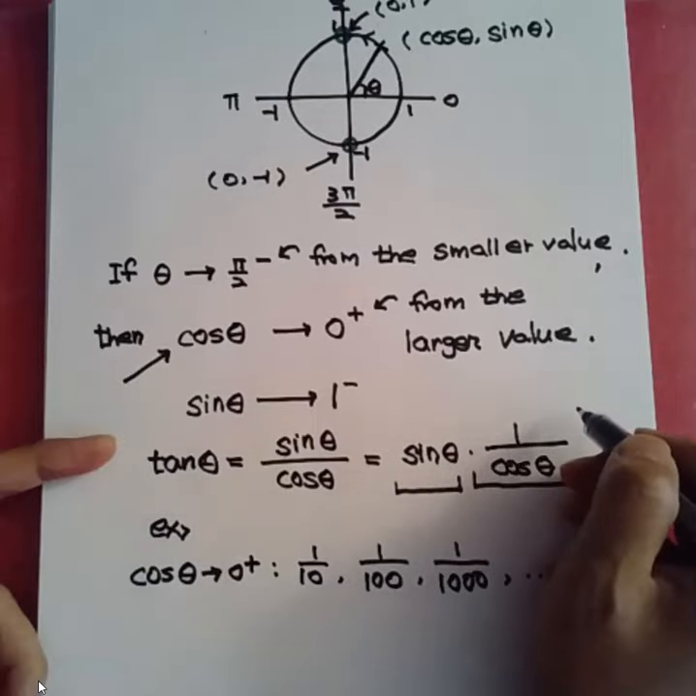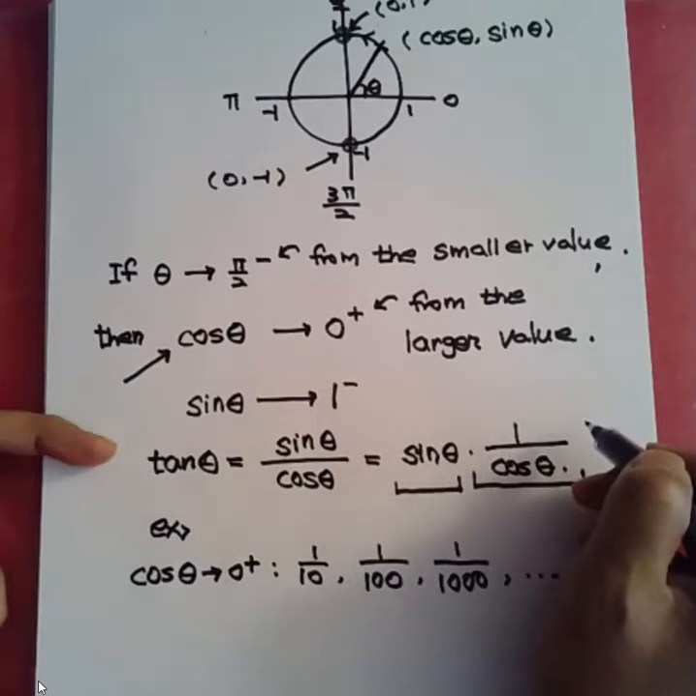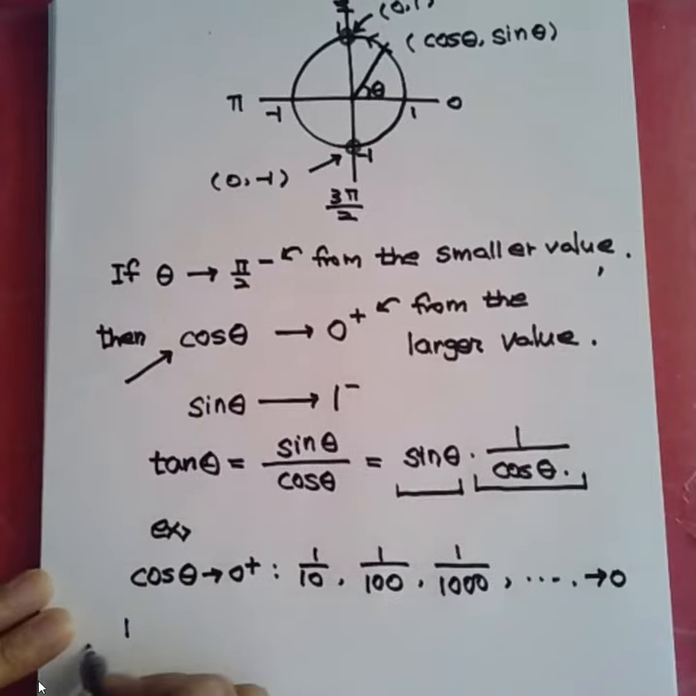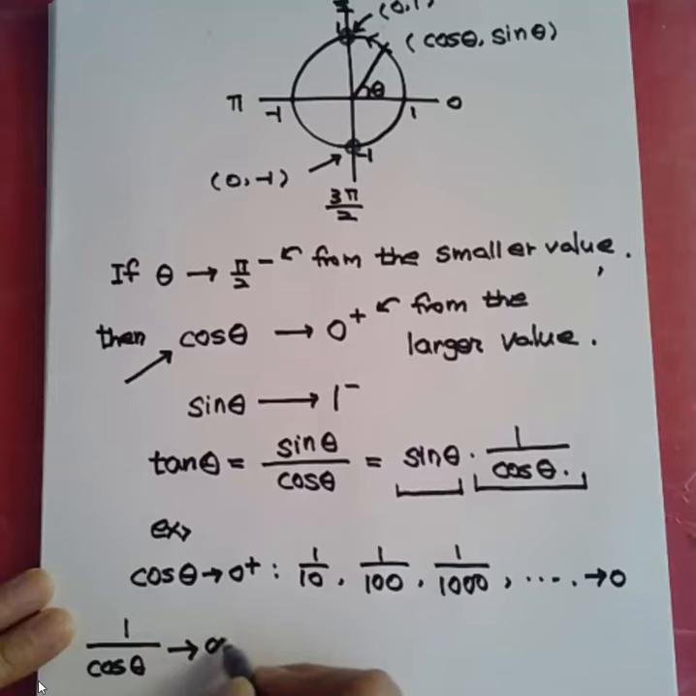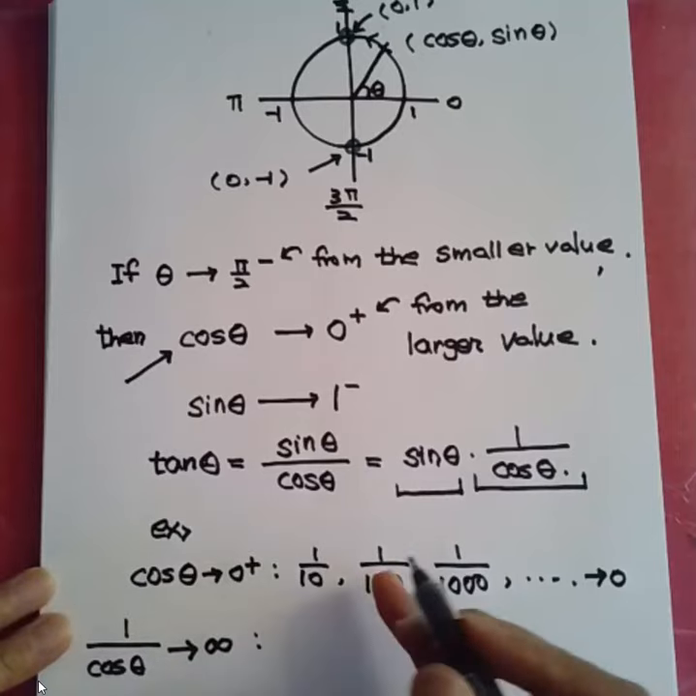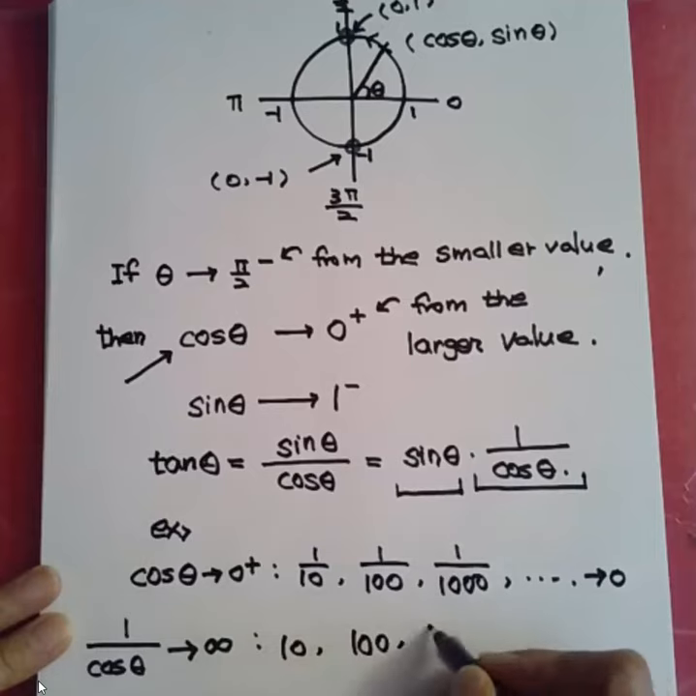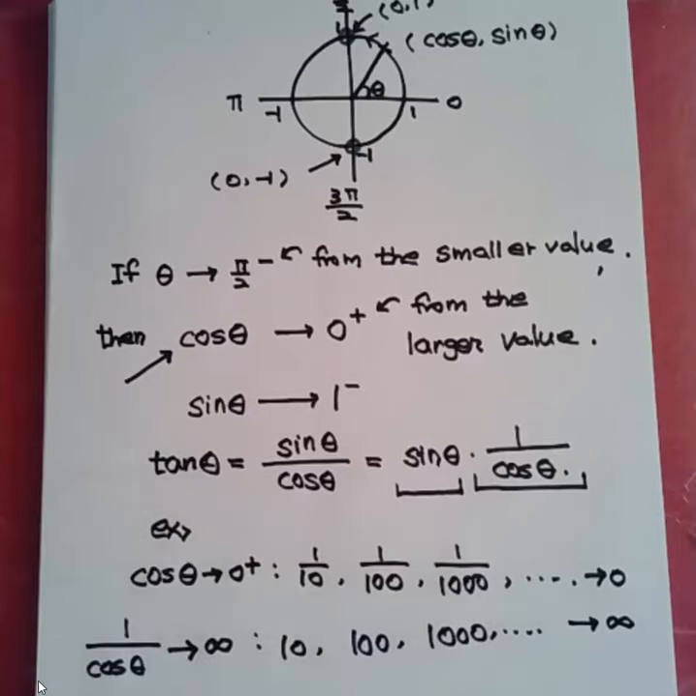In the tangent function, what we have to consider is 1 over cosine of theta. So we will think about the reciprocal of cosine of theta. Then we will realize that that diverges to infinity because we have to flip each fraction: 10, 100, 1000. So it gets larger and larger forever.